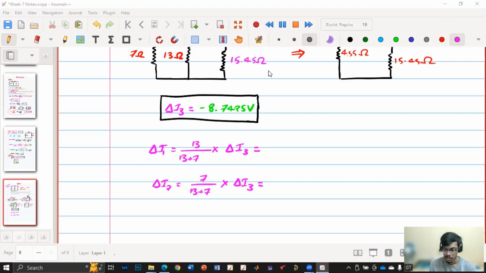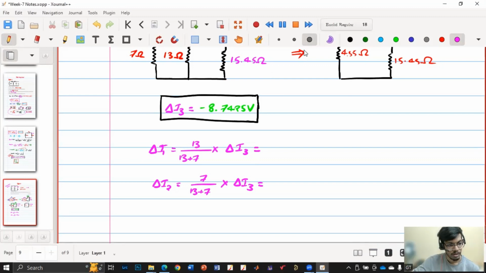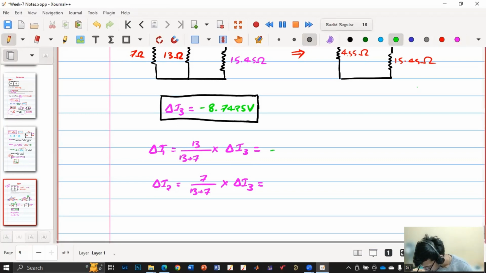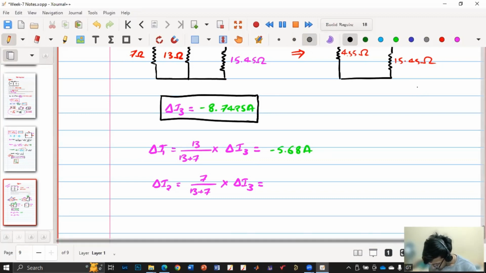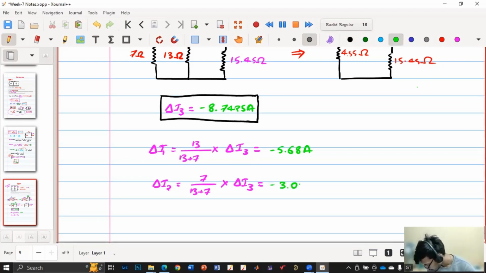I1 is minus 5.68. I2 is minus 3.059. Sorry, this is amperes. I have mentioned here volt, this should be ampere. Now, these are the incremental changes.